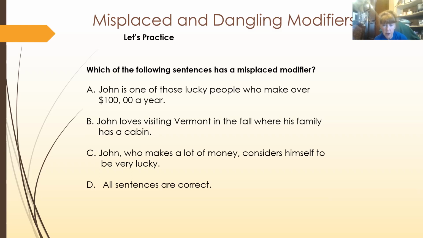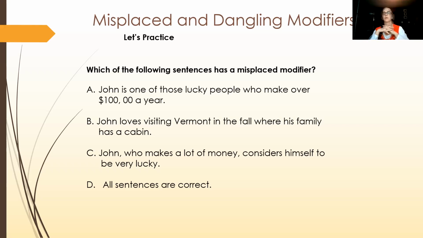John loves visiting Vermont in the fall where his family has a cabin. In the fall. So that sounds weird. I'll go back to that. John, who makes a lot of money, considers himself to be very lucky. So "who makes a lot of money" describes John. So, John loves visiting Vermont in the fall, where his family has a cabin. I'm not sure about B, but A and C are correct.